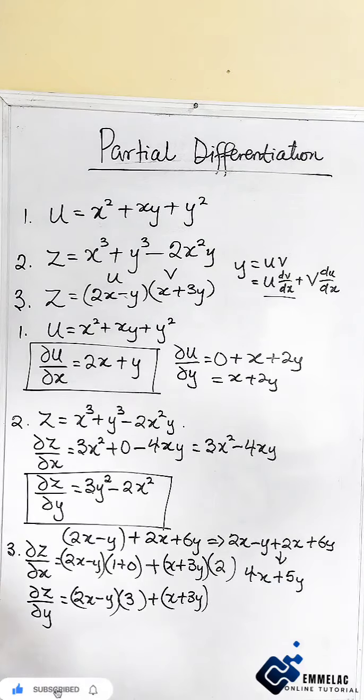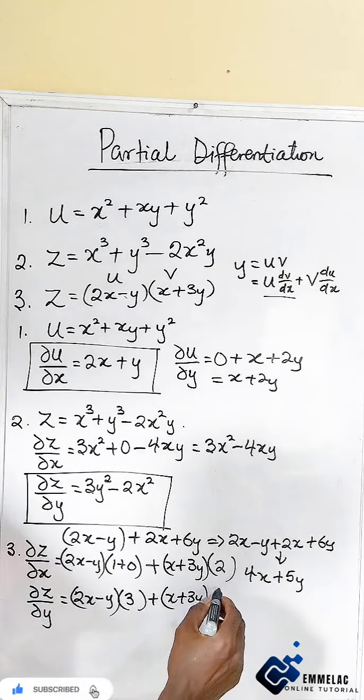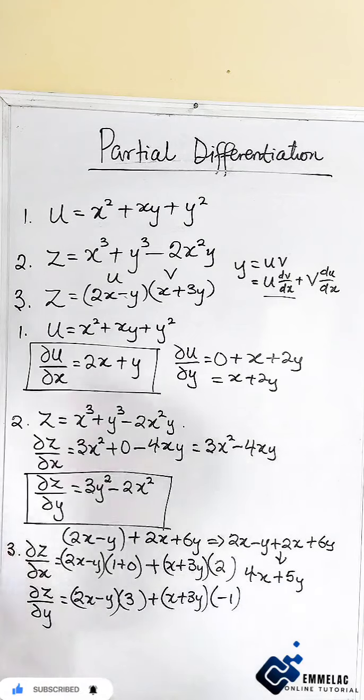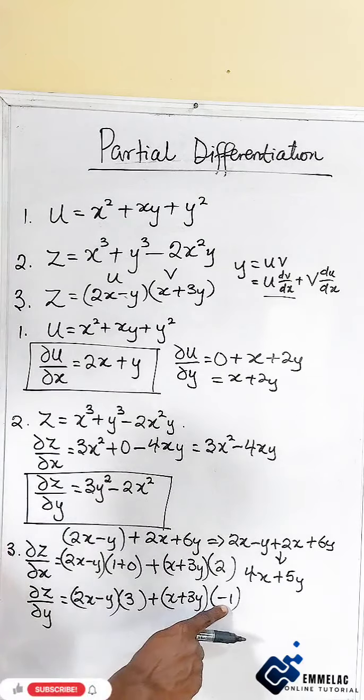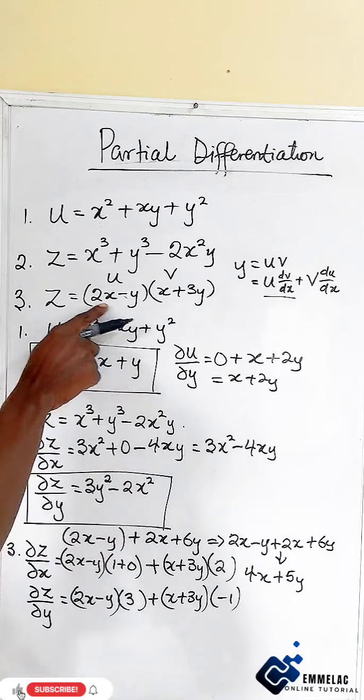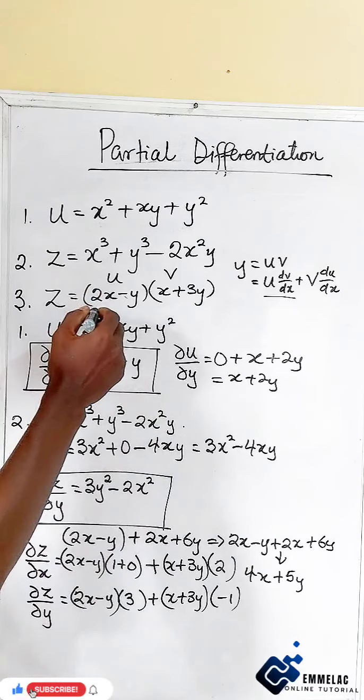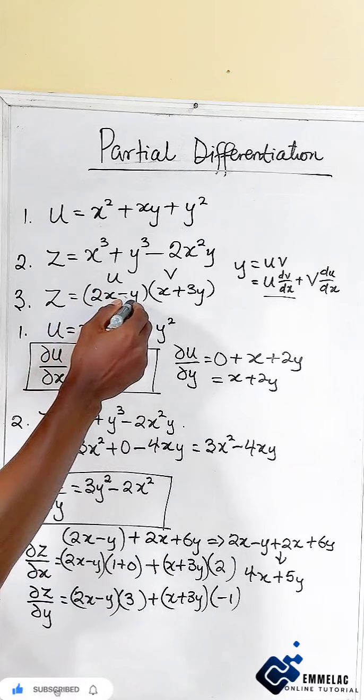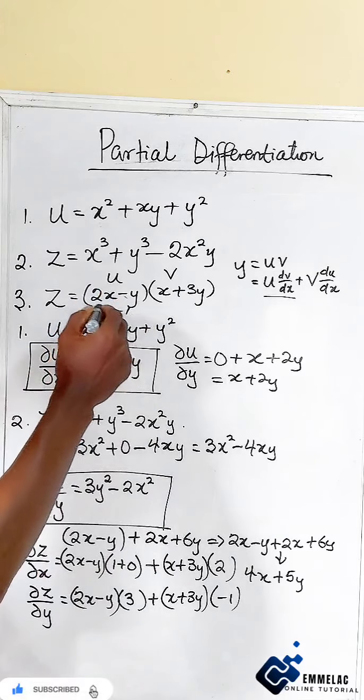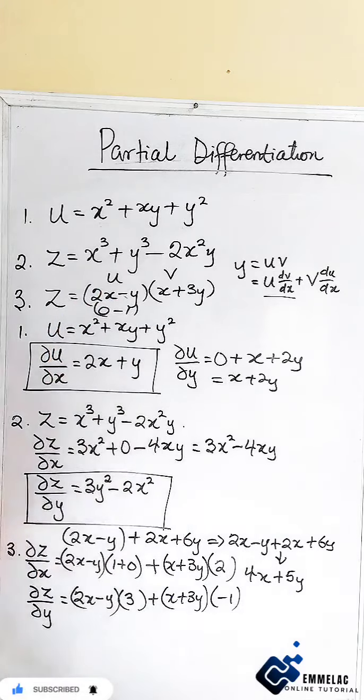Negative 1, open the bracket here. You might be asking, how did I get negative 1? If you look at it, here is a constant, which becomes 0. Then differentiating y here, you have minus 1. So that's how I got minus 1.